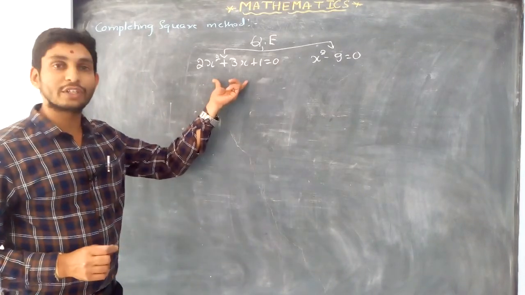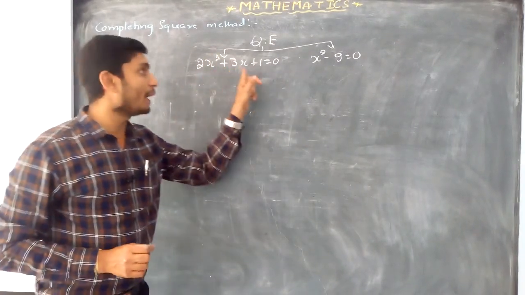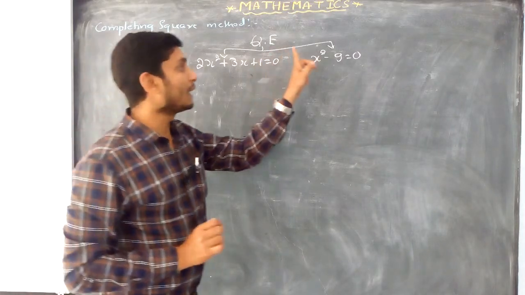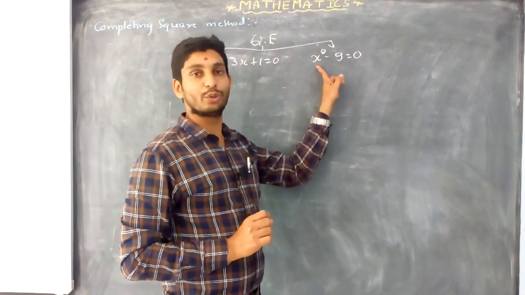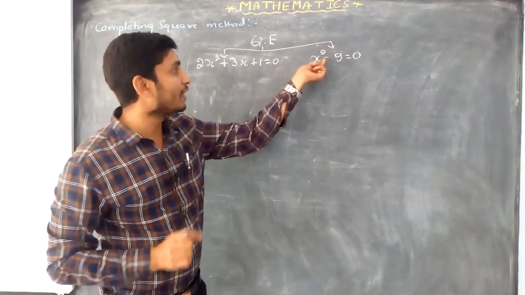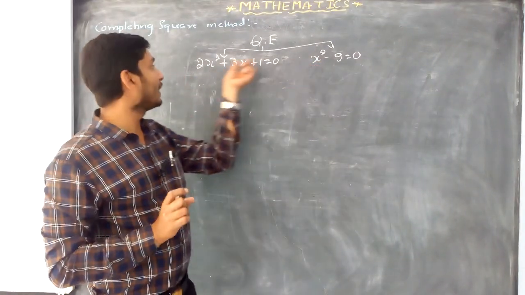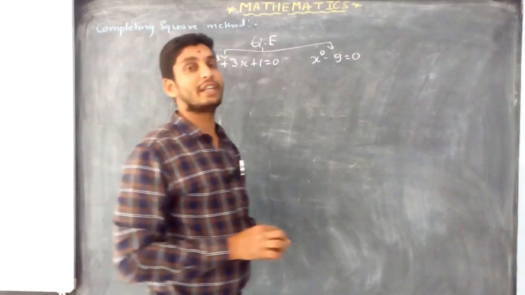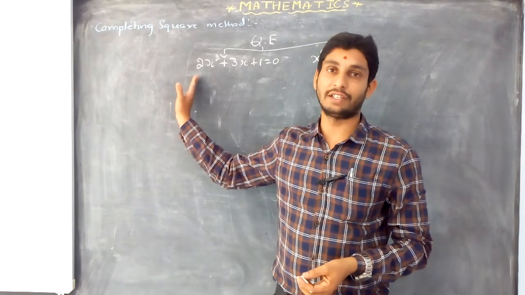Quadratic equation of both degree 2 and degree 1 is called affected quadratic equation. Quadratic equation of only degree 2 is called pure quadratic equation. That means you can see here power 2 only is there, but here power 2 is also there as well as power 1 is also there. That means it is affected quadratic equation.